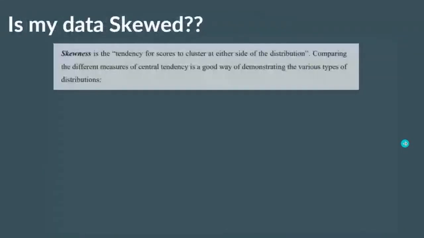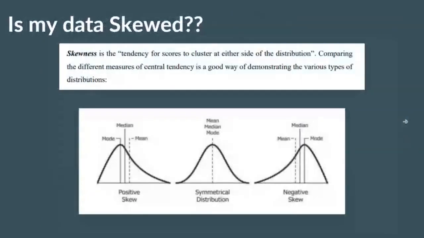Okay, so is my data skewed? Yeah, and this is taken from your notes. This is why I put this particularly here, because I wanted it to look the same. Because if you Google skewness of data, obviously there are just different pictures and it's confusing. So I wanted to use the one from your notes that you can study from to explain it to you. Okay, so skewness is simply just the tendency for scores to cluster at either side of the mean.